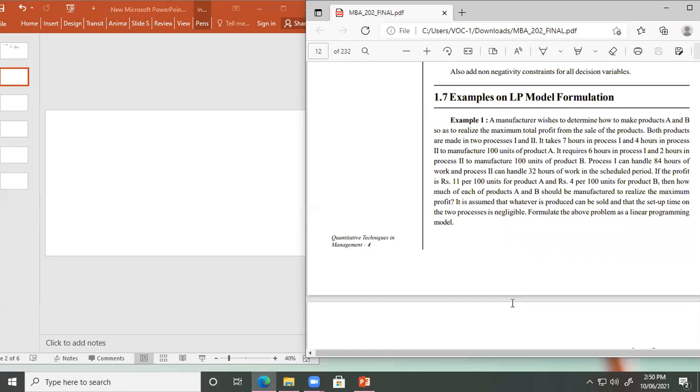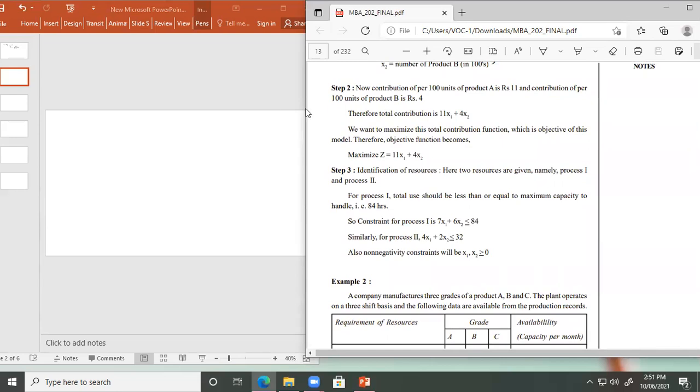Process 1 can handle 84 hours of work and process 2 can handle 32 hours of work in the scheduled period. If the profit is 11 per 100 units for product A and 4 per 100 units for product B, then how much of each of products A and B should be manufactured to realize the maximum profit? It is assumed that whatever is produced can be sold and that the setup time on the two processes is negligible. So you have to formulate the problem as a linear programming model.